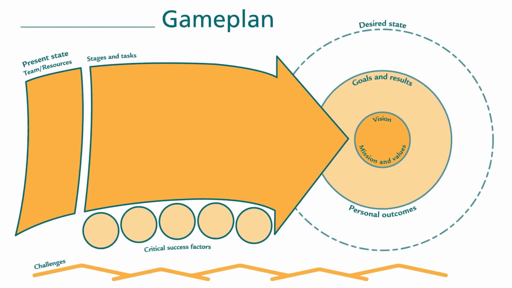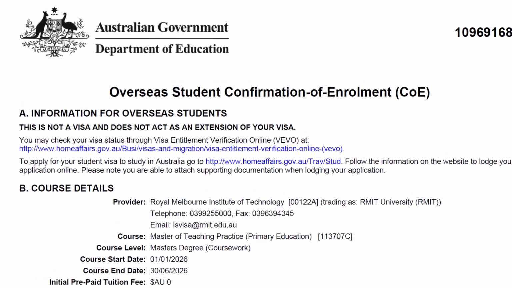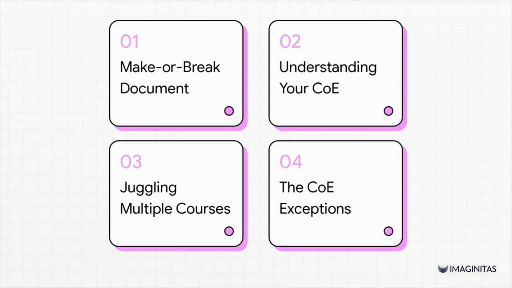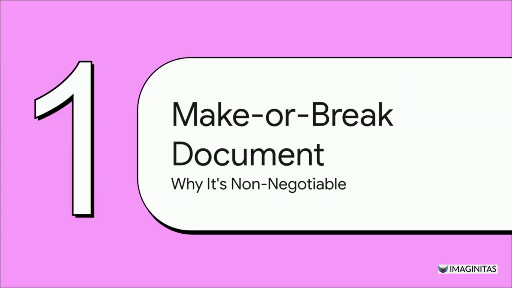So here's our game plan for this explainer. First, we'll talk about that one make-or-break document. Then, we'll dive into what a CoE is and why it's so important. After that, we'll look at how to handle things if you're studying more than one course. And finally, we'll quickly cover the rare exceptions to the rule. Ready? Okay, let's jump right into Section 1.